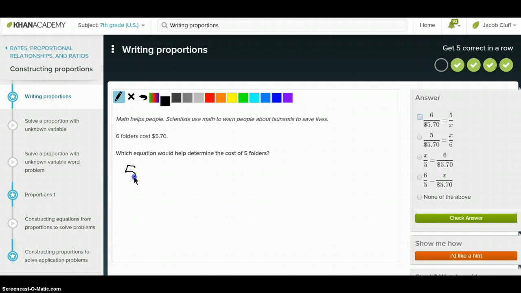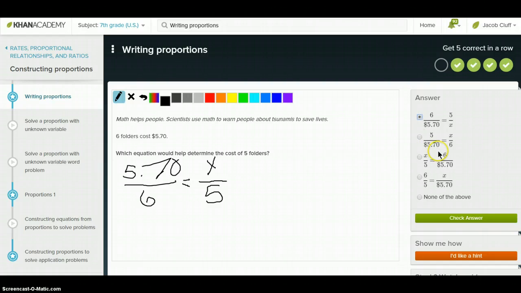So we have $5.70 over 6 folders. And we have 5 folders, and we want to know what the cost of that would be. So we have X dollars. Okay, so we can look at this. 5 times $5.70 divided by 6. So let's try that. So 5 times 570 divided by 6. So there we go.